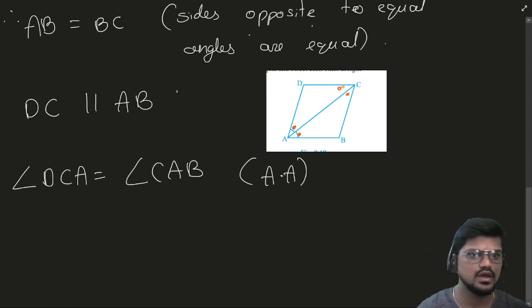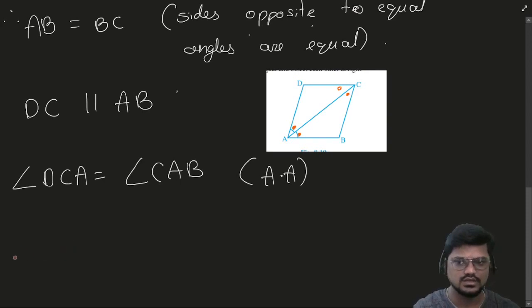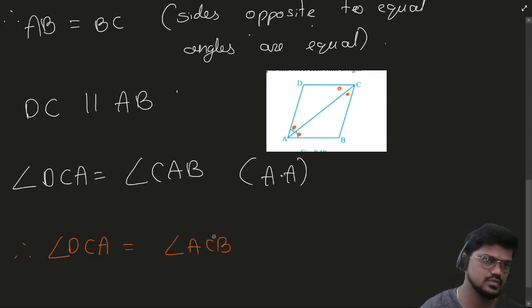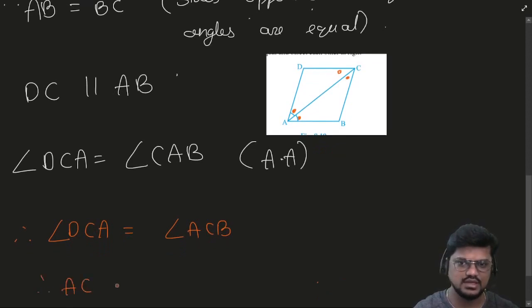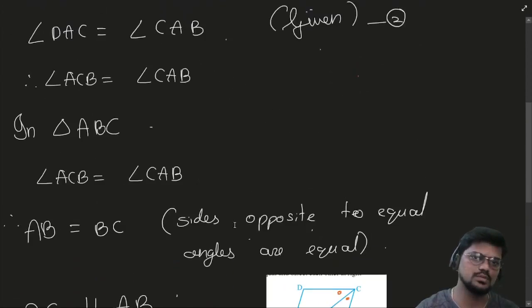Now what do we get from all of this? These two angles are also equal. Therefore, angle DCA is equal to angle ACB. Yes or no? We got that all the angles are equal. So therefore, can I say AC bisects angle C? Therefore, AC bisects angle C. Clear? You can also say angle DCB. That's the proof required.